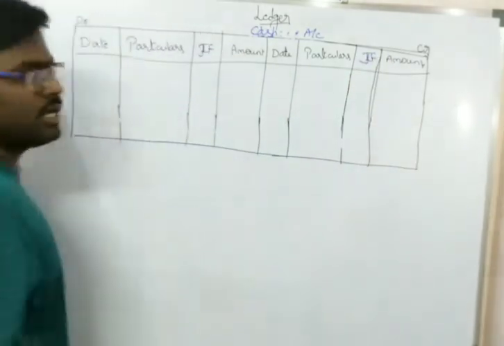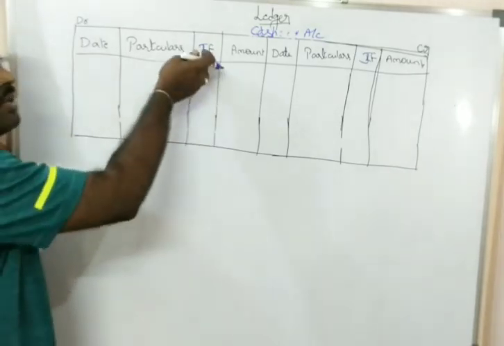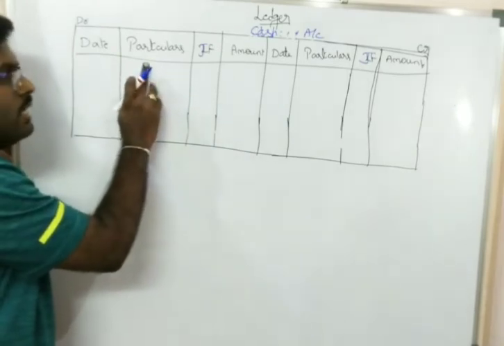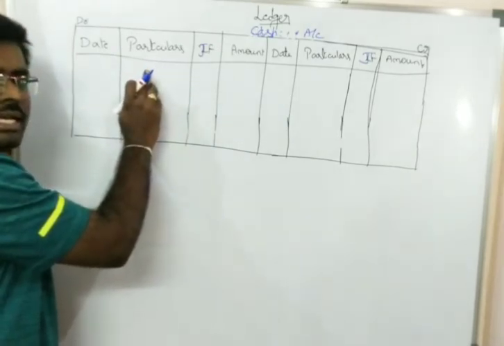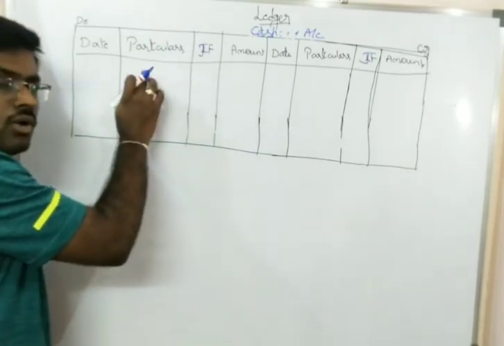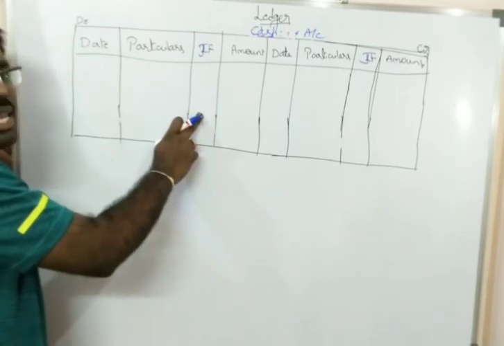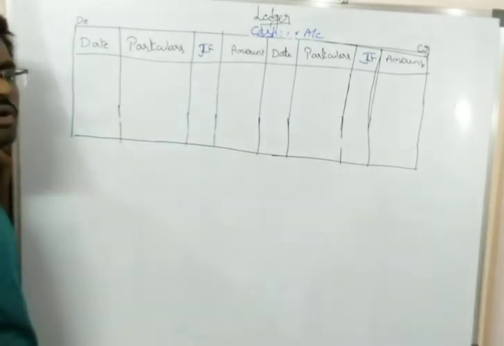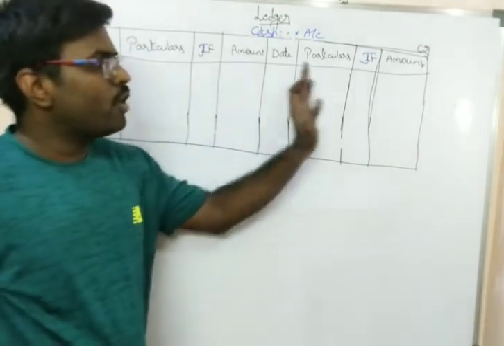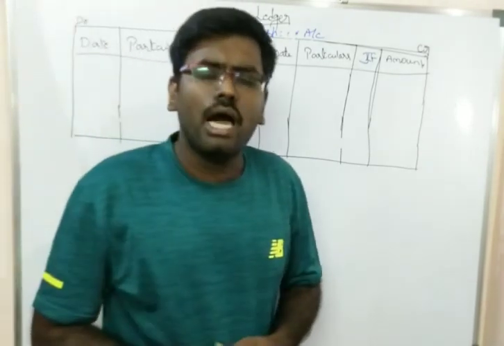In the ledger, journals we will have LF, that is ledger folio. Here in ledgers we will have JF, journal folio. Whatever account you are writing here, the same account will be present in the ledgers and journals also. The page number of this account in the journal books will be written as the journal folio, and in the amount column we write the particular amount. So this is the format for the preparation of the ledger accounts.